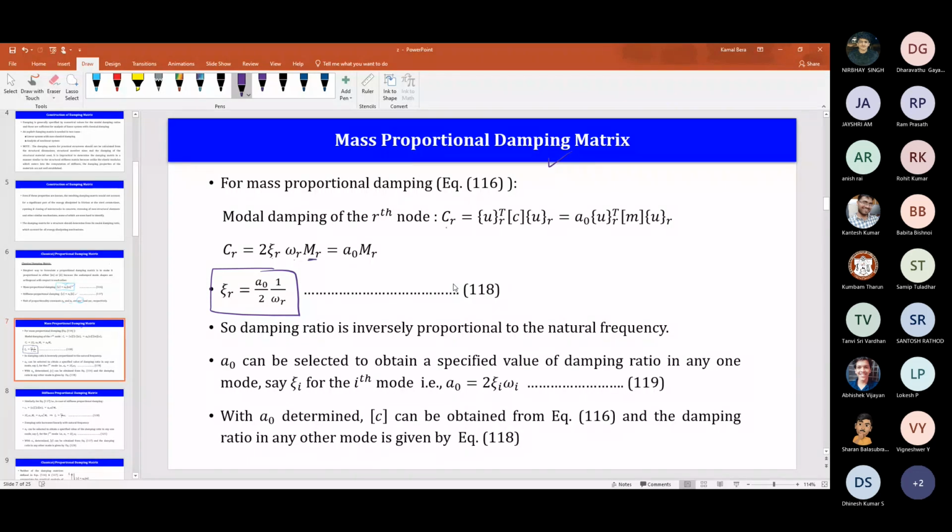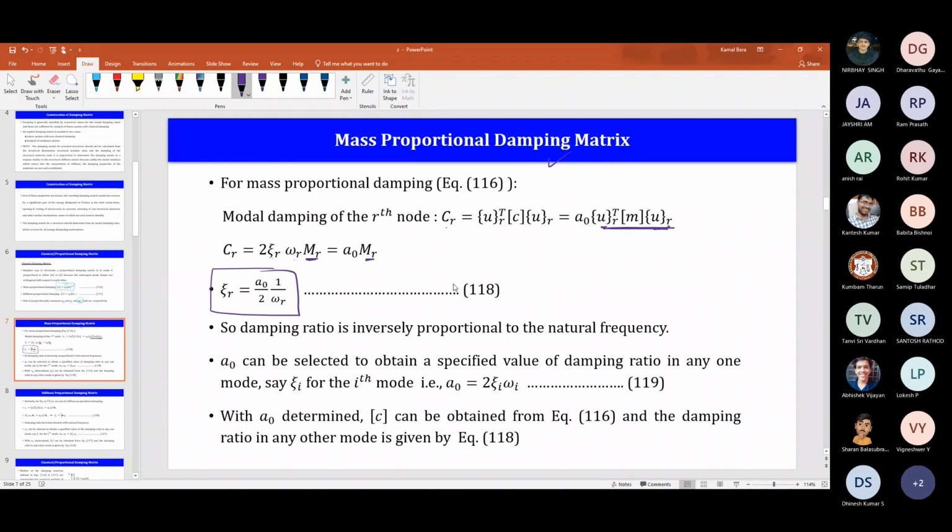Okay, Mr is there, I have not modified it. Anyway, Mr is kept here and Mr cancels out. If the eigenvectors are mass normalized, then this will automatically be 1. If it is not mass normalized, then it will not be 1, and you will get some values. But anyway, both sides get cancelled out. So I can find out zeta r is equal to A0 by 2 into 1 by omega r.